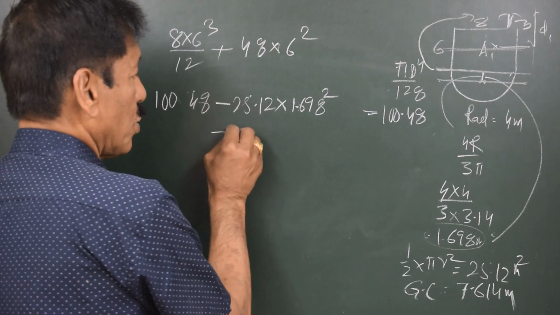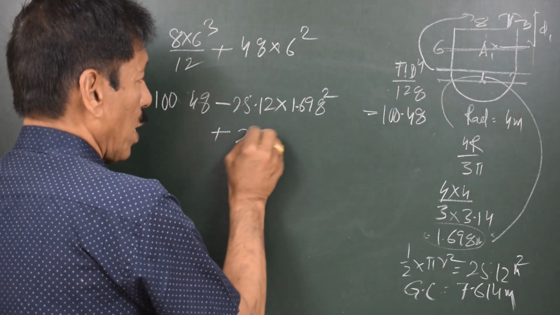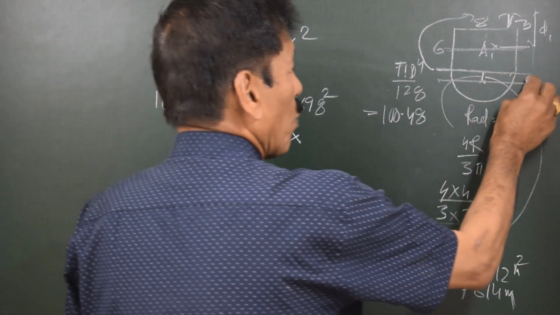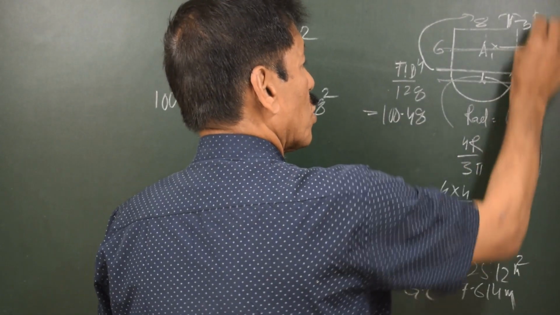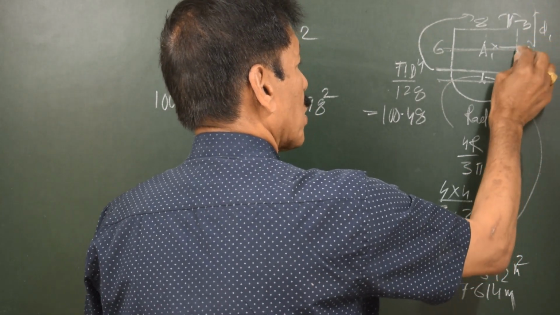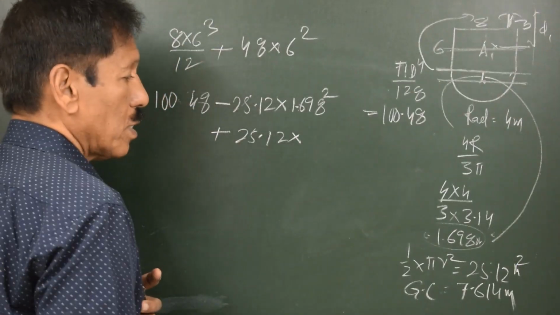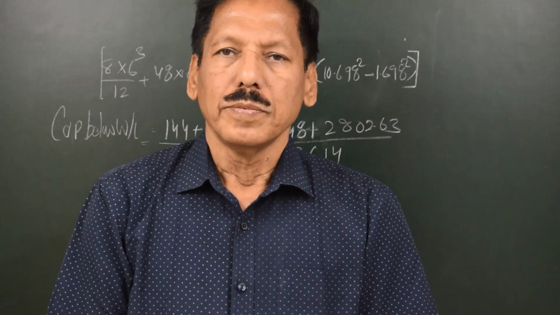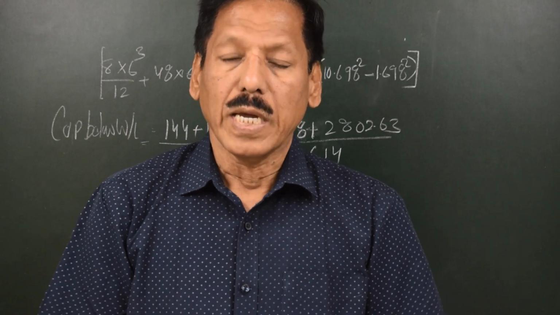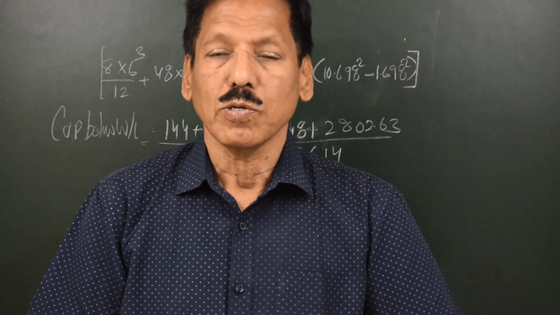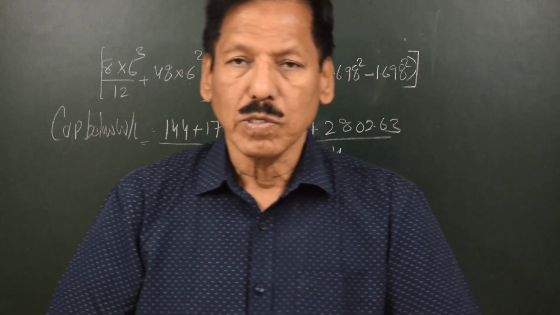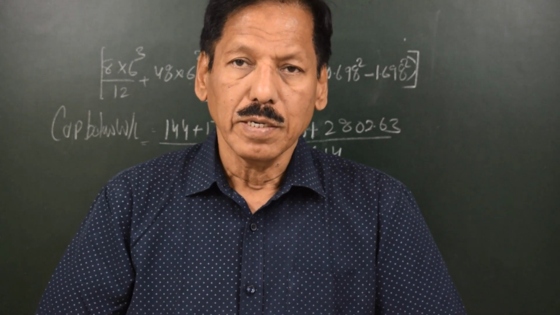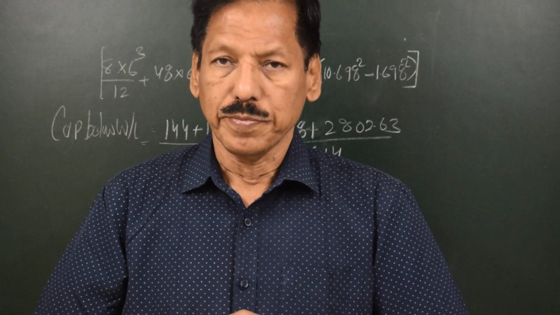Now from here I can jump anywhere I want: 25.12 into d square. So if I want to jump from here to the water level, the distance to jump is 3 plus 6, 9 plus 1.698, so 10.698 square. So following the same rule, COP below water level is equal to the total moment of inertia about the water level, divided by the wet area, multiplied by the depth of the common centroid.